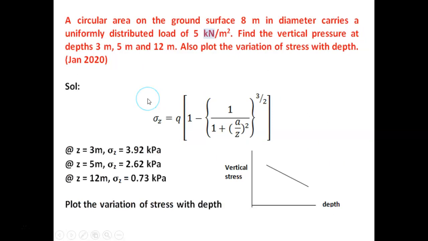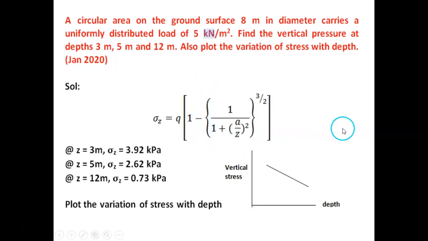Next example. A circular area on the ground surface 8 meter in diameter carries a uniformly distributed load of 5 kilonewton per meter square. Find the vertical pressure at depths 3 meter, 5 meter and 12 meter. Also plot the variation of stress with depth.